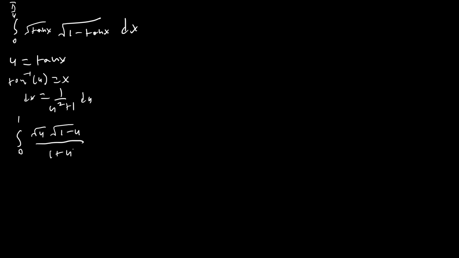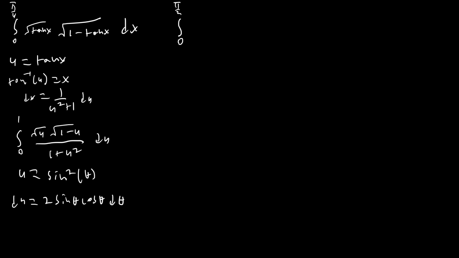over 1 plus u squared du. Now in order to get rid of those nasty square roots on the top, we're going to make the substitution u equals sine squared of theta. And du is going to equal 2 sine theta cosine theta d theta. So we will have the integral from 0 to pi over 2 now. So this is essentially making the substitution tangent x equals sine squared of theta, just through two separate substitutions because that was kind of hard to see.